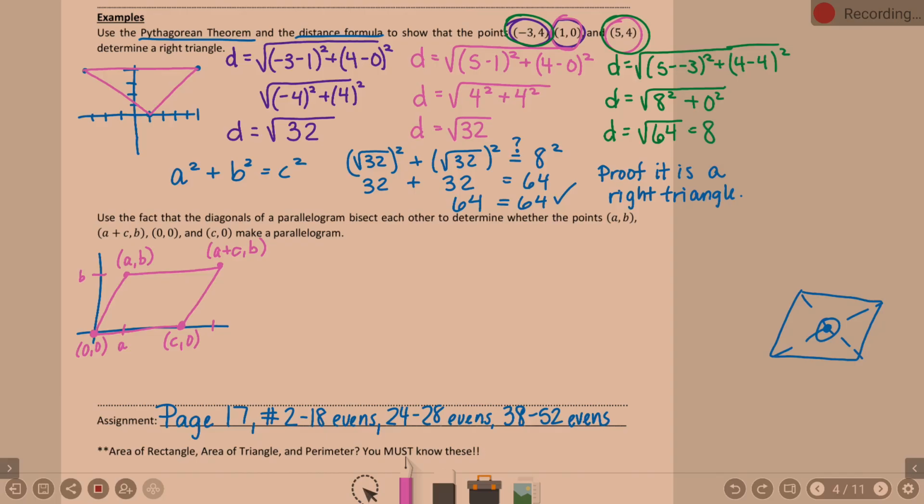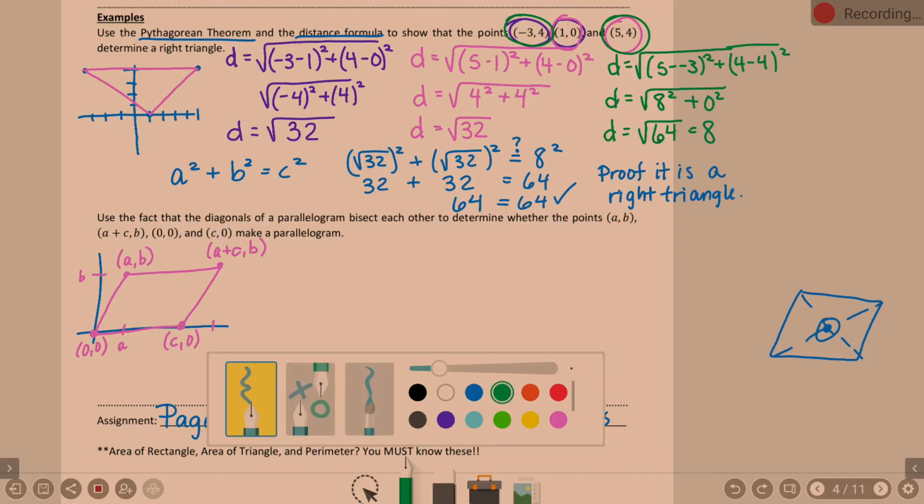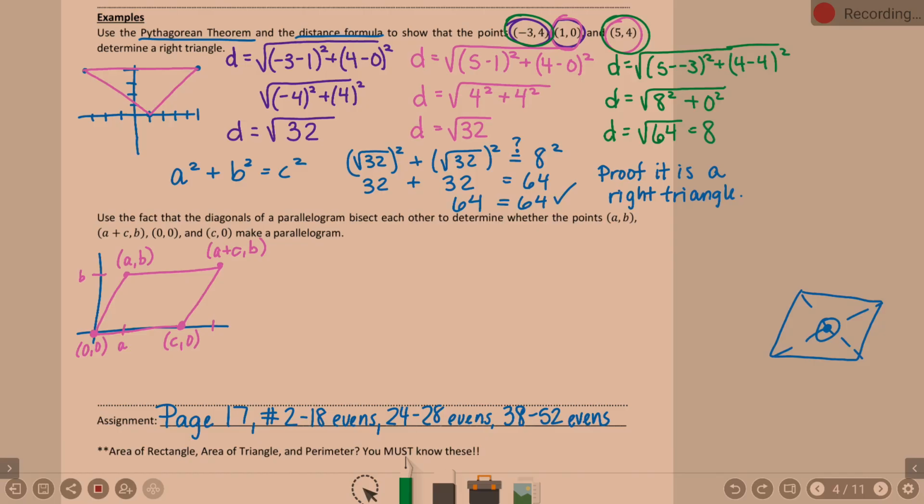Now, what was the point of me drawing the sketch? You need to know what diagonals go with what, right? So, okay, we're trying to prove now that the diagonals bisect each other. So we want to know that these two diagonals have the same midpoint. Let's look at this one.